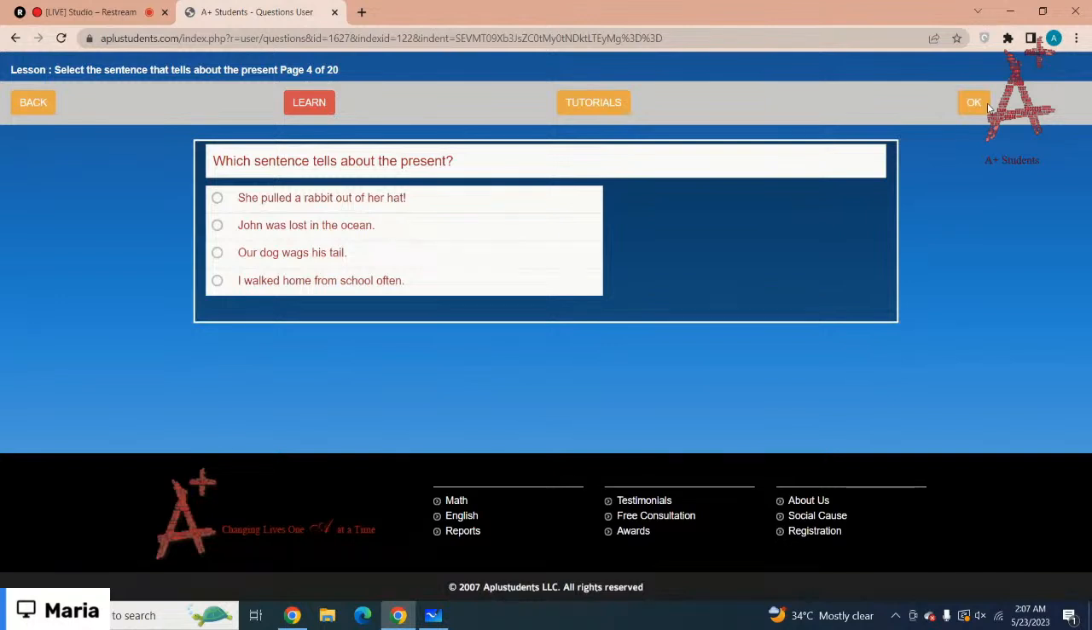Which sentence tells about the present? She pulled a rabbit out of her hat. John was lost in the ocean. Our dog wags his tail. I walked home from school often. So which is the correct option? Option number three is the correct option. Our dog wags. You have an s with the verb, so that would be the correct option. In the first instance, you have ed with the verb. That means that it is in the past tense. Then here you have was. Was is also in the past tense, and walked again you have an ed. So the third one is the sentence that is in the present tense.